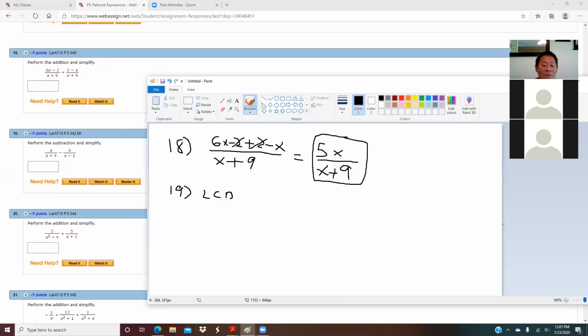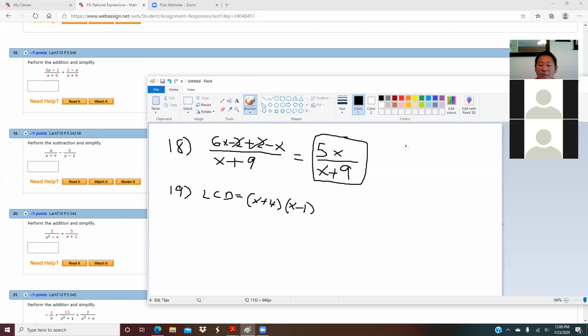And how do we find the LCD? We factor the denominator. But the good news is these two denominators cannot be factored and they do not share a common factor in this case. So your LCD is x plus 4 times x minus 1. So this is how you find the LCD.